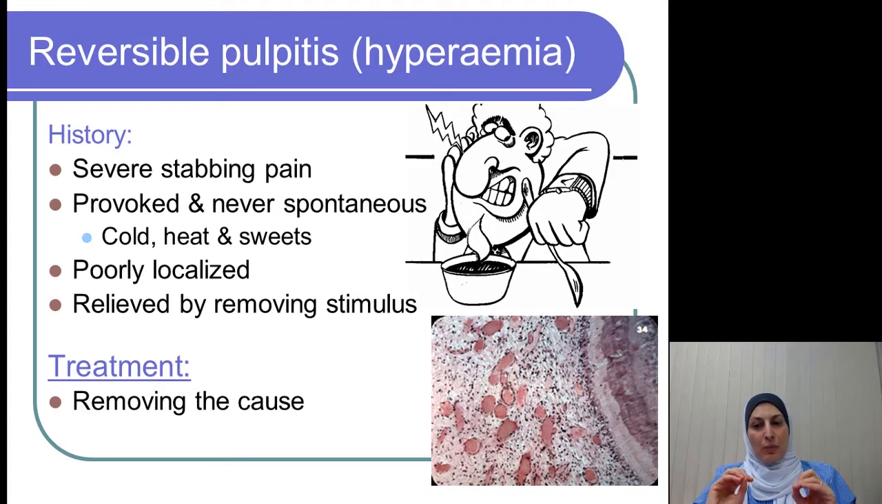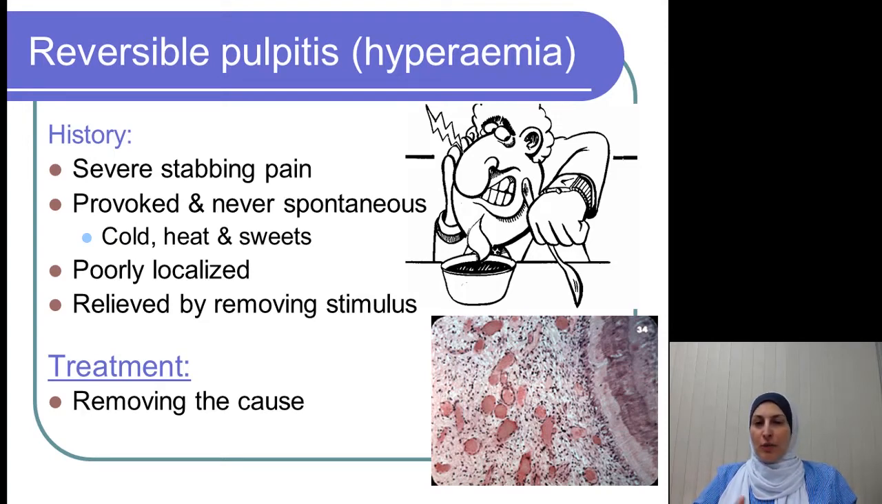So here, what I want you to take care of is when the presentation of pain is typical for reversible pulpitis, do not rely on what a patient tells you about the location, because this is not accurate. This is the patient's own interpretation of the pain source or of the pain cause, which might not be correct. So you need to rely on your objective findings, examination, to be able to determine which tooth is painful.